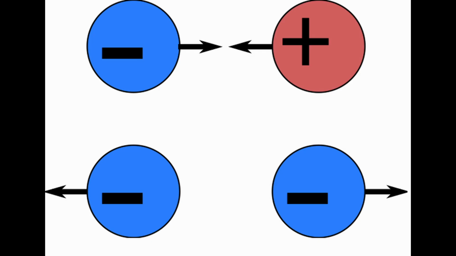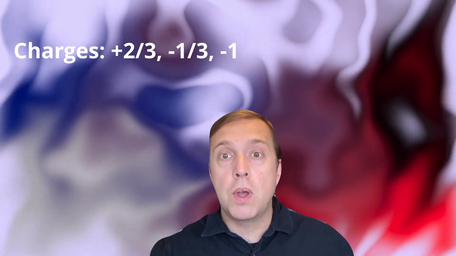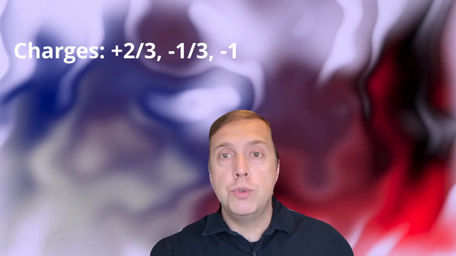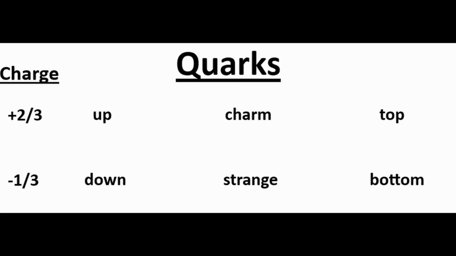The concept of charge in matter is foundational in our universe. Charges can be positive or negative, and they are quantized, meaning that they only come in discrete packets in nature, those being plus 2/3, minus 1/3, and minus 1 charge units. Electrons have the familiar minus 1 charge, while quarks, which are hidden within protons and neutrons, possess the other values.